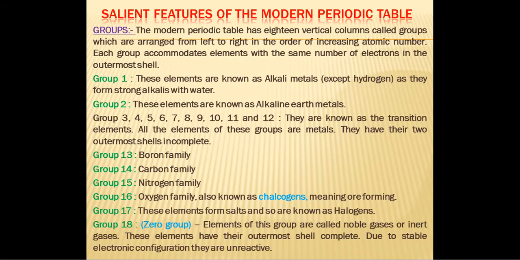Next, now we'll look at the salient features of the modern periodic table. About the groups and the periods we'll read in this topic. First of all, we'll look at the groups. Okay, so what are groups? Groups are the vertical columns. In the modern periodic table, 18 vertical columns are there, and they are called groups. You have to remember the vertical columns are called groups. And how many groups are there in the modern periodic table? 18 groups, which are arranged from left to right in the order of increasing atomic number.